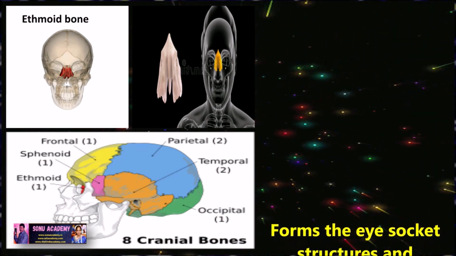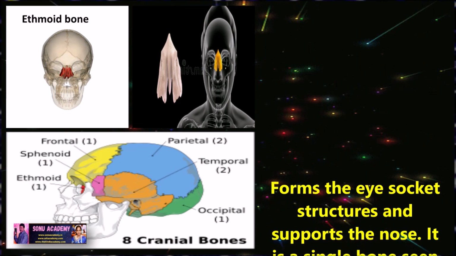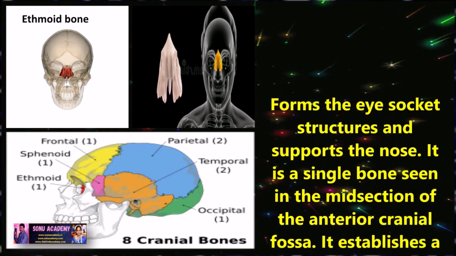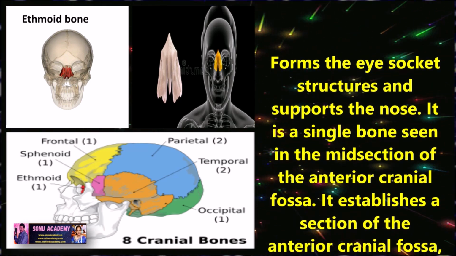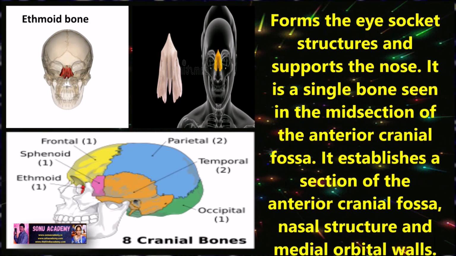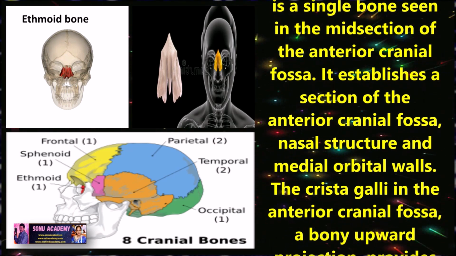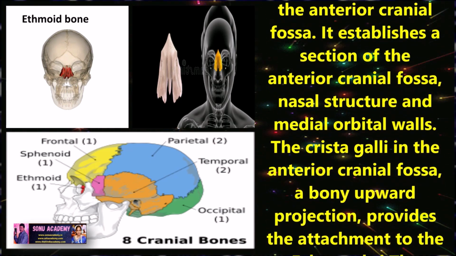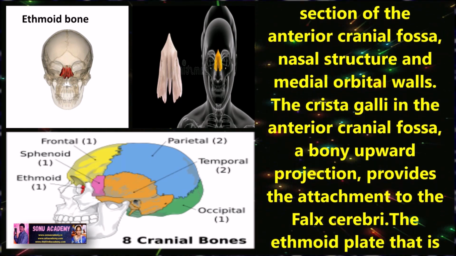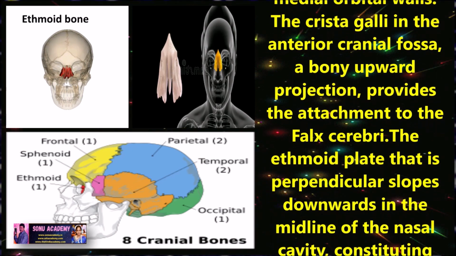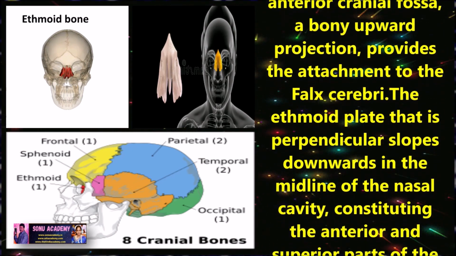Children, let us discuss the ethmoid bone. The ethmoid bone forms the eye socket structure and protects the nose. It is a single bone seen in the midsection of the anterior cranial fossa. It establishes a section of the anterior cranial fossa, nasal structure and medial orbit walls. The crista galli in the anterior cranial fossa is a bony upward projection that provides the attachment to the falx cerebri.